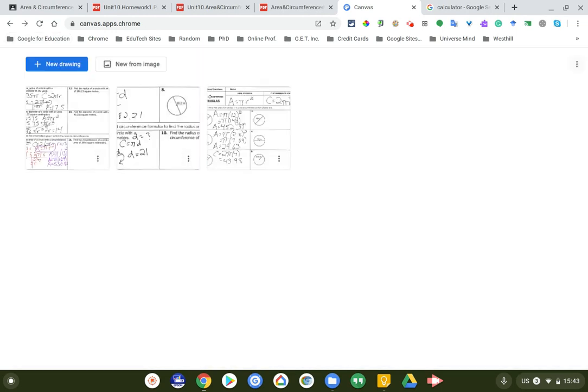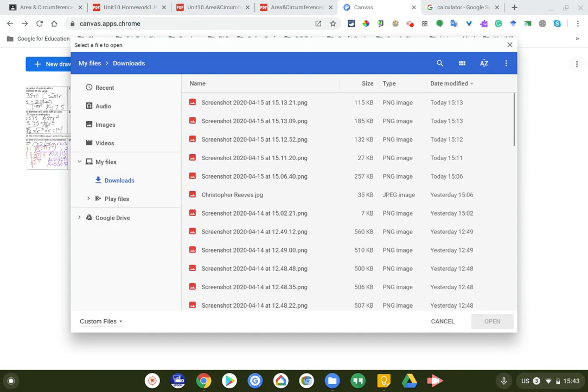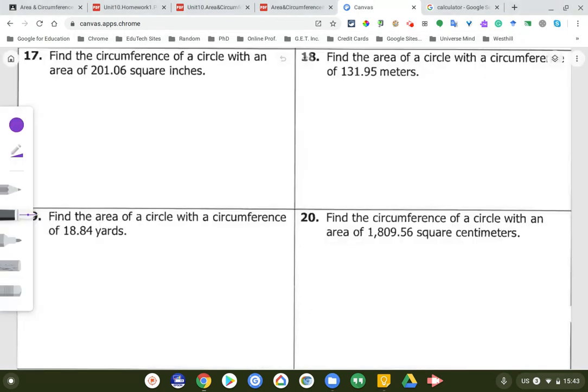I already did 1, 3, 5, 7, 9, and now I'm going to do the last few problems, 17 and 19. Okay, so move from image. See if I can do this. Click on open. Okay, so here's 17 and 19.